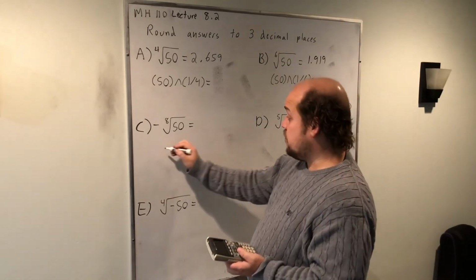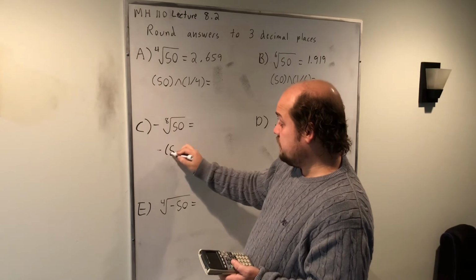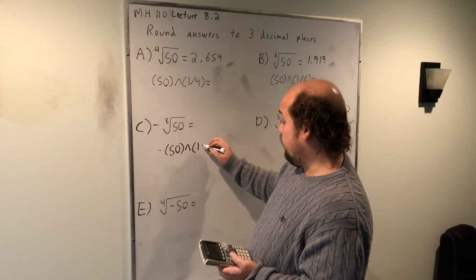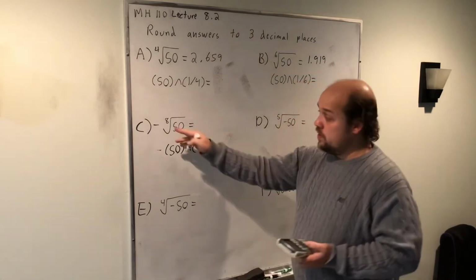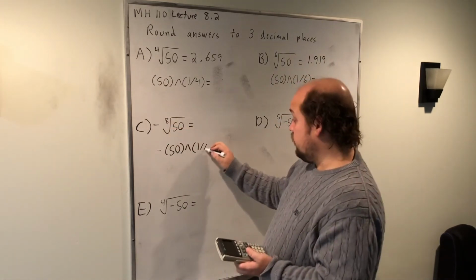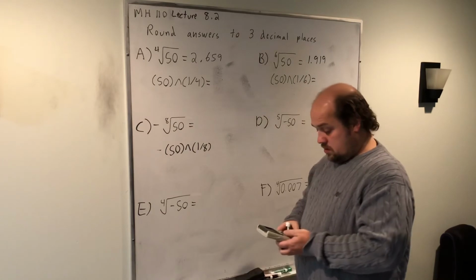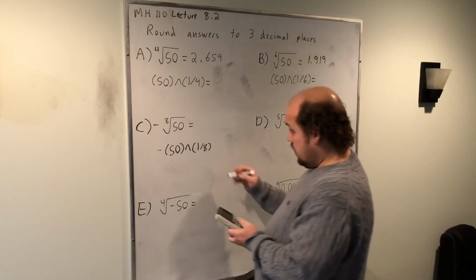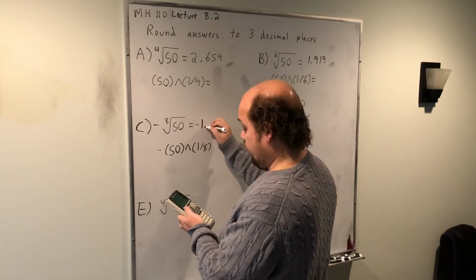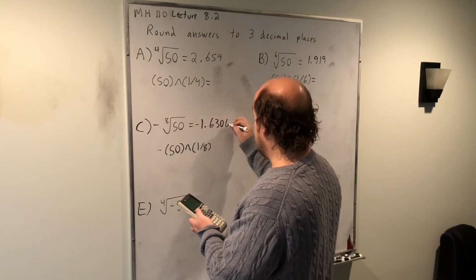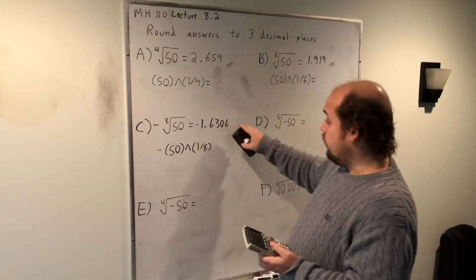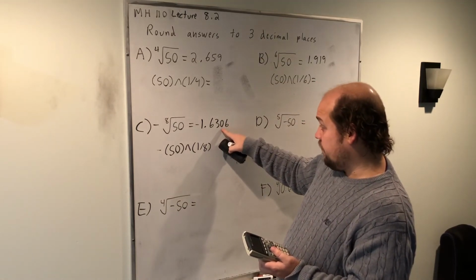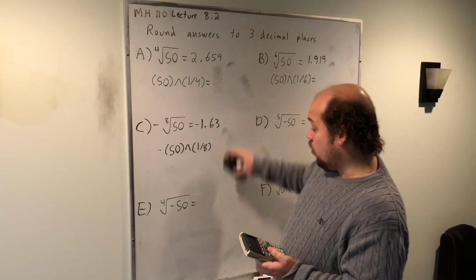Here I have the same general idea except a negative on the outside, so I need to make sure my final answer is negative, but it's still 50 to the power of 1 divided by the number on the root, in this case 8. So when I do that, I get negative 1.6306. Since this is 5 or larger, I raise 1 more in the decimal place before it. 0 becomes 1.